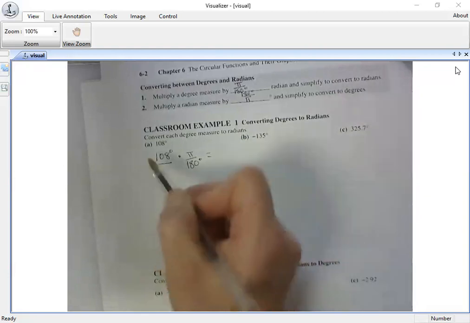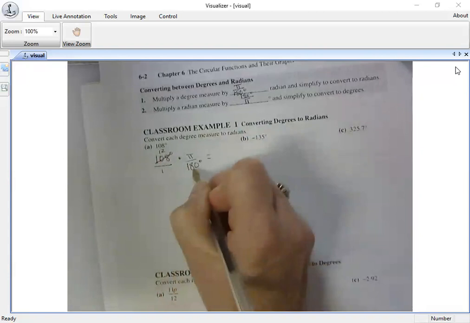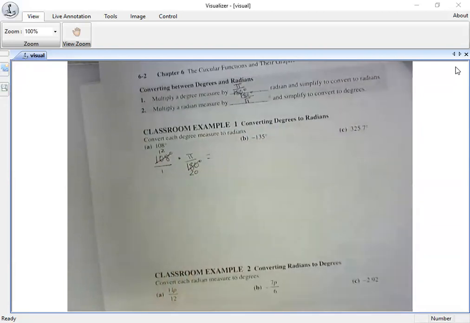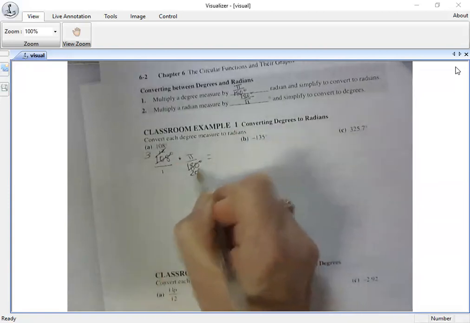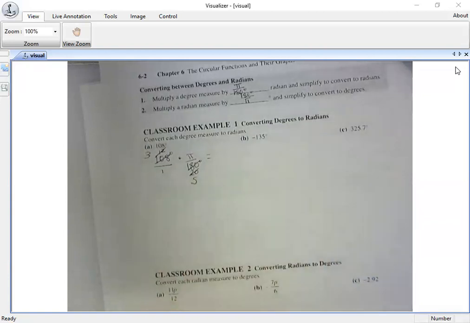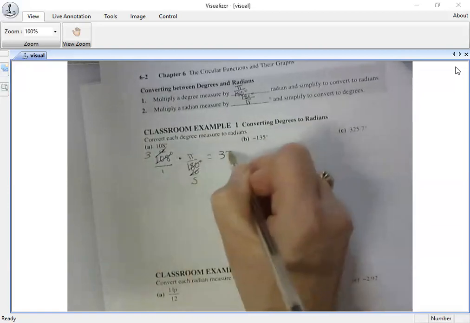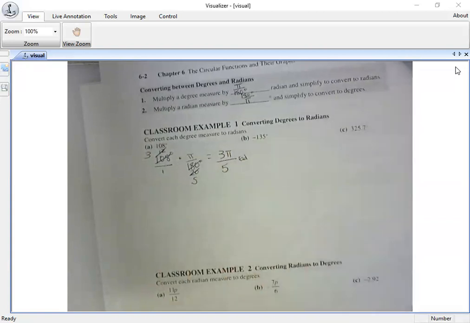Okay, so 9 would go into 108 how many times? 12 times. 9 would go into 180 how many times? 20. Okay, that's better, but we're not quite finished because what's going to go into both 12 and 20? Something bigger. 4. I can divide 4 into 12 3 times. 4 goes into 20 5 times. I think I'm finally reduced down. What's this going to turn into? 3 times pi over 5, and that's in radians. Okay?